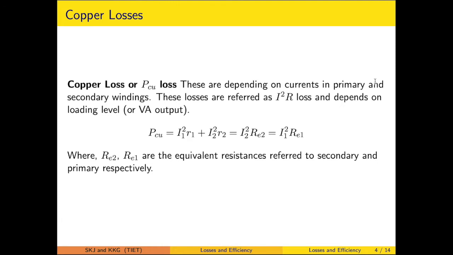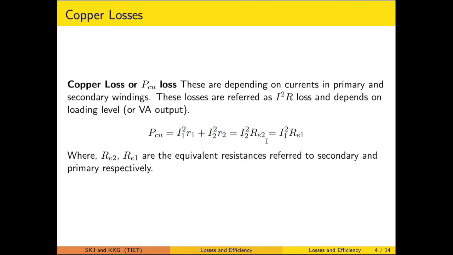The copper loss depends on the current carried by the primary and secondary windings. This current depends on the loading level, and they are regarded as the I square R losses happening in the copper conductor, so they are given the name copper losses. Because of the primary current and primary resistance, there will be I1 square R1 loss. Because of the secondary current and secondary resistance, there will be I2 square R2 loss. These two are combined to form the copper loss.